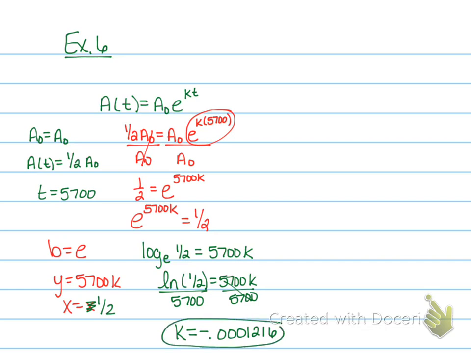Alright, so what we know right now is that we have the equation A of t, the ending amount, is equal to the initial amount times e raised to the negative 0.001216t.